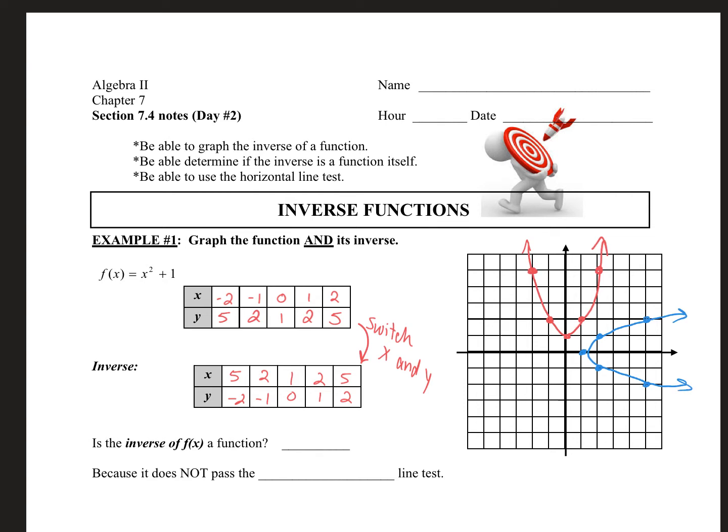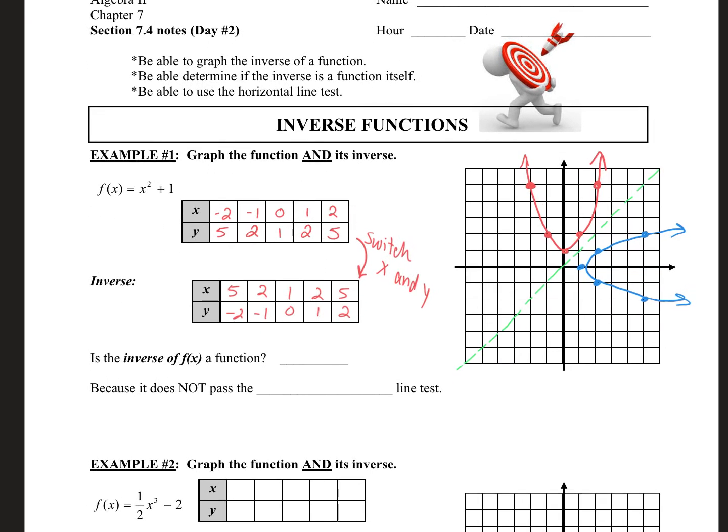So if you remember in the 7.1 notes, we talked about when you are finding the inverse, we reflect over the line y equals x. And as you can see, we're doing that same thing here, okay? We're reflecting over the line y equals x. So the next part of this question, it asks, is the inverse of f of x a function? Okay, is our blue function, is that a function? And the answer is no.